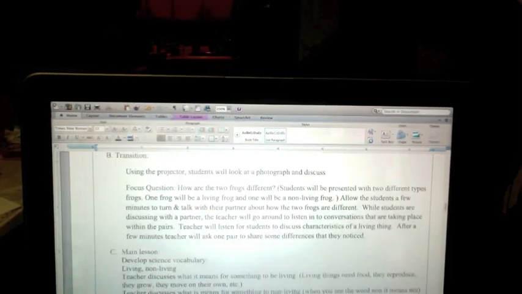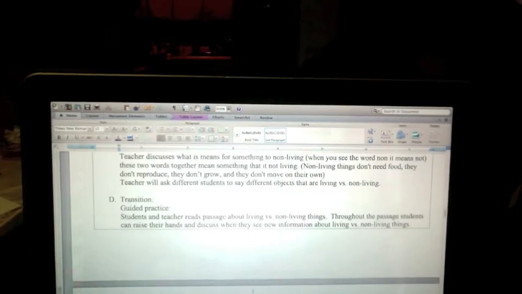Moving down here would be my main lesson, or my teach moment. I would discuss science vocabulary with them. Not so new, because we introduced it yesterday, but just to go over what a living thing is and what a non-living thing is. A living thing, again, needs food, needs water, can move by itself, and can reproduce. For a non-living thing, when you see the word non, it means not. Therefore, when you put the words non and living together, it means that something is not living. Non-living things don't need food, they don't reproduce, they don't grow, and they don't move on their own.